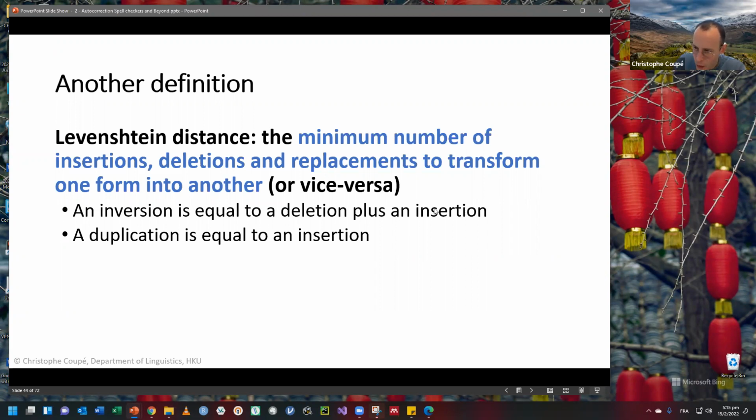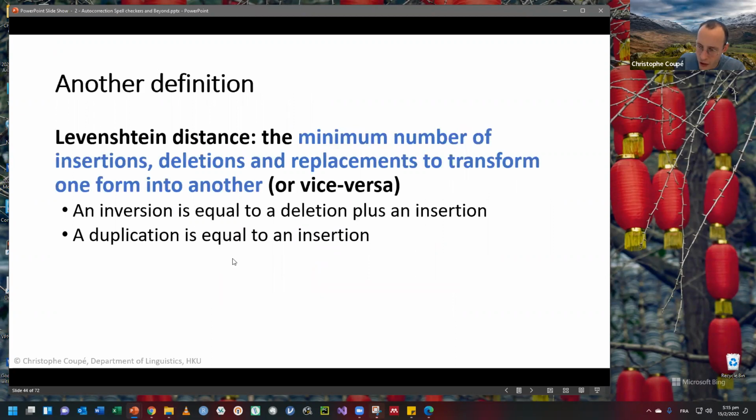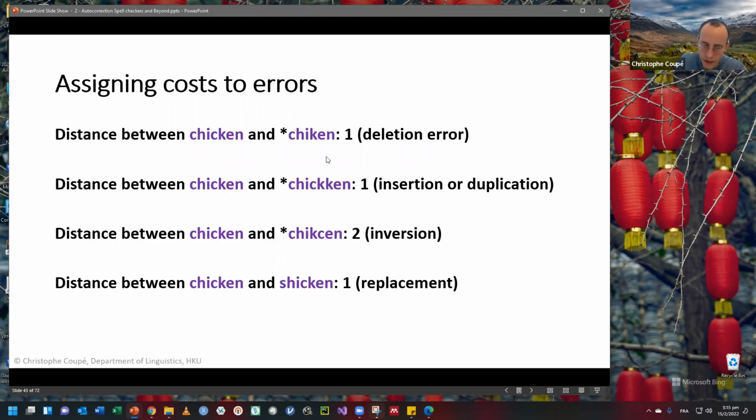Okay, Jesse, you want me to explain which part? This part? Is it the previous slide or is it just here? Okay.